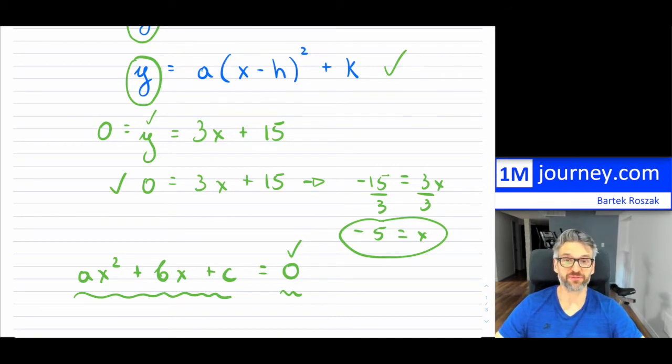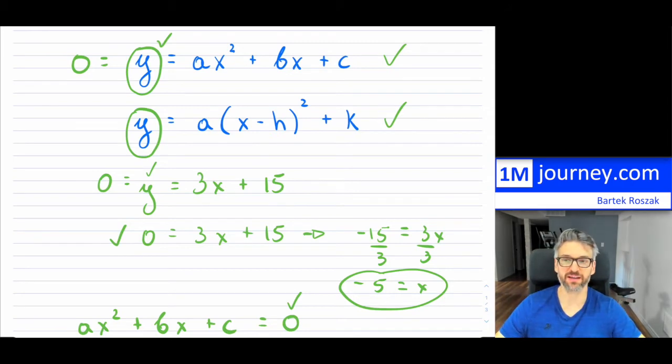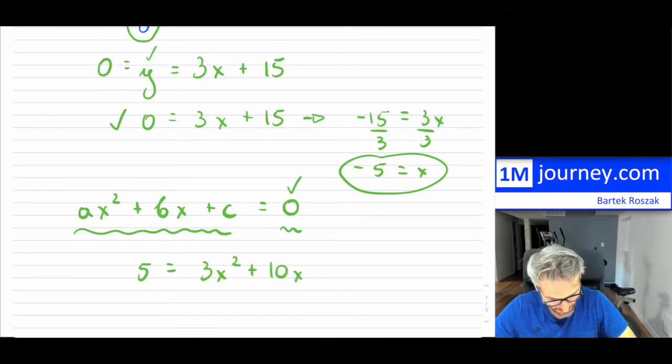Now, does it have to always be 0 on the right-hand side? No, it doesn't have to be. You can plug in any value of y that you like. However, if you plug in the value of y, you can always just bring that value to the other side and it will just change that c for you. So what I mean is, what if I wanted to have y is equal to 5, and then we have something like 3x squared, let's say, plus 10x, minus 10.